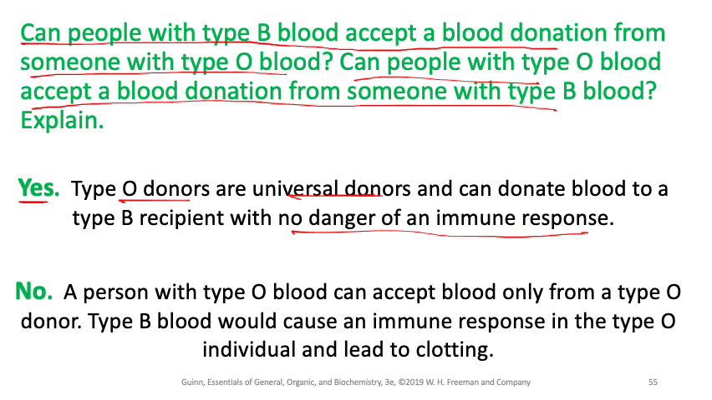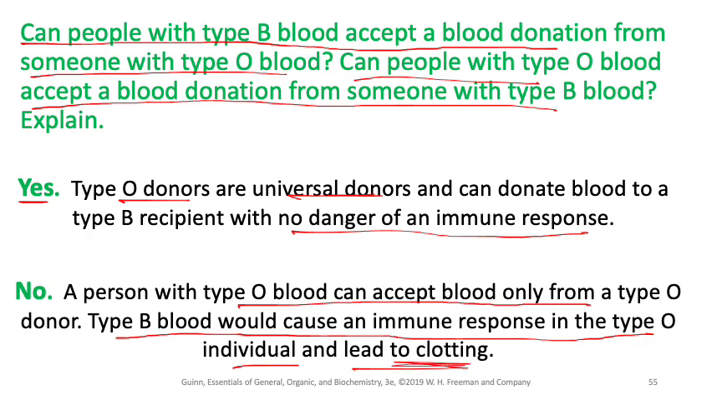Whereas in question 2, can people with type O blood accept blood from type B? It says no, because O blood can accept blood only from O. Type B blood would cause an immune response in the type O individual because type B has one extra carbohydrate molecule which was not present in O. So the immune system might think that this blood is foreign blood or a foreign cell. This might lead to clotting because of the immune response. So this is how you can tell the answer, depending on which type of patient will get which kind of blood from patients of different blood groups.